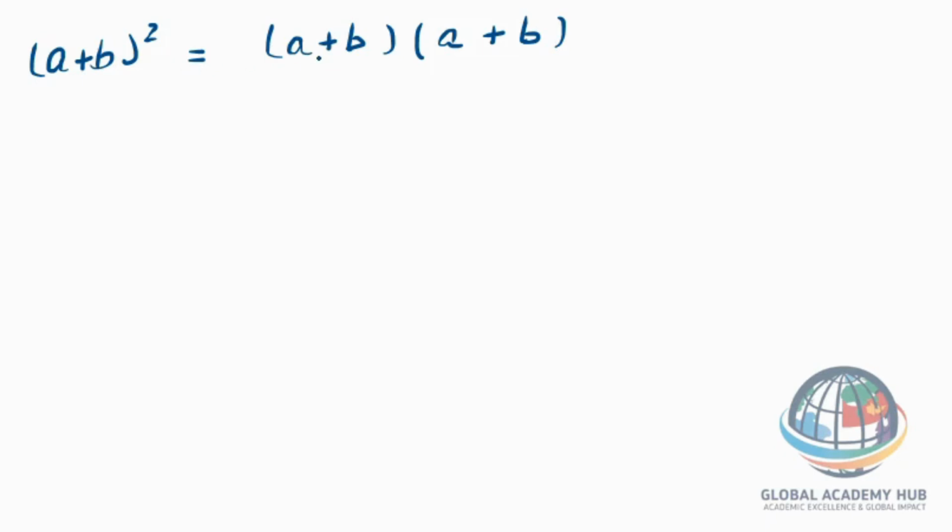And what we do here is we recognize that (a + b)² is equal to (a + b) multiplied by (a + b). And we're going to take every element inside the first bracket and multiply it by every element inside the second bracket, which means I have a multiplied by a, and then a multiplied by b, and then b multiplied by a, and then b multiplied by b.